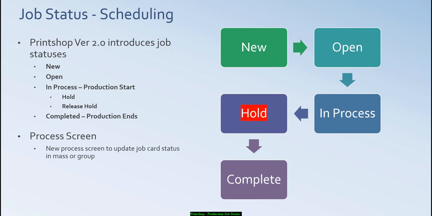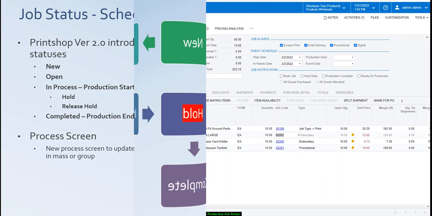So between the start and the end, if you do want to put it on hold for a reason due to failure of a system or failure of any processes, then you can put the entire job card on hold. And then also resume it by releasing it off the hold. And then ultimately, the production manager, when he finishes the job, can come back and make that particular job card completed. So these are the new job statuses available in Printshop 2.0. Let's take a look at the screens and walk you through that.